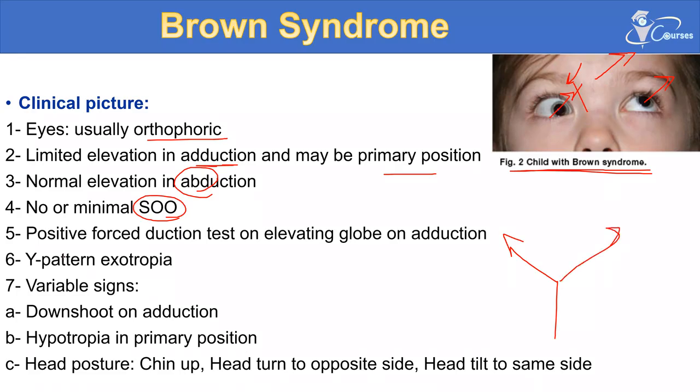There could be some variable signs such as downshoot in adduction and hypotropia in primary position. So those patients can be either orthophoric or hypotropic. And they can assume a head posture. They will show chin up because they cannot elevate their eyes, so they will elevate their chin. Head turn to the opposite side and head tilt to the same side.